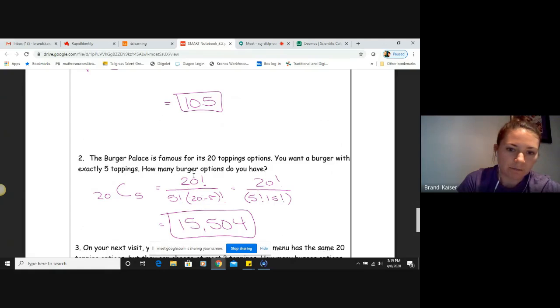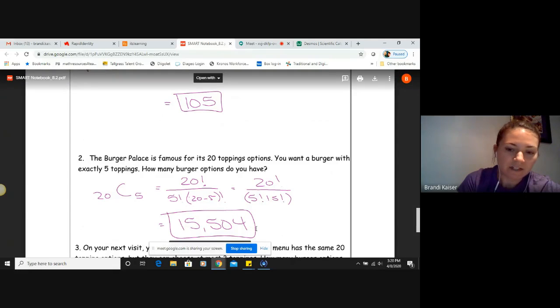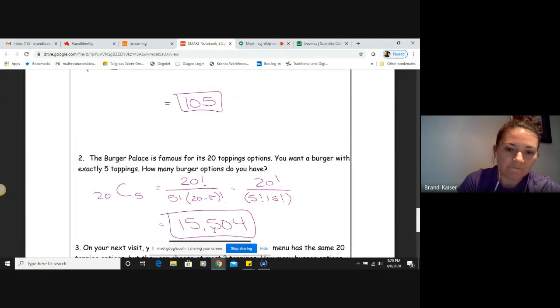So again, I put those numbers into my formula, 20 factorial divided by 5 factorial times 20 minus 5 factorial. Well, 20 minus 5, if you simplify that, that's just 15. So I type all this into a calculator and I simplify. My final answer should be 15,504 options for your burger. Lots of different options. And if you're anything like me, who's super picky and it takes you forever to decide on things, well, that's way too many options.